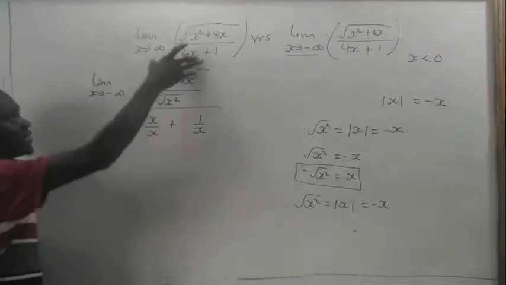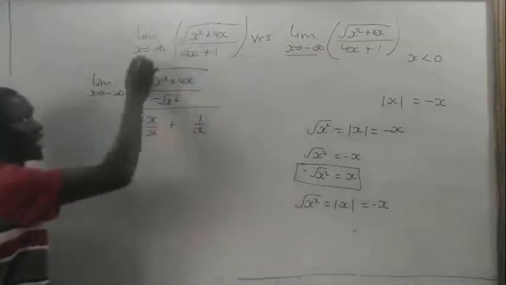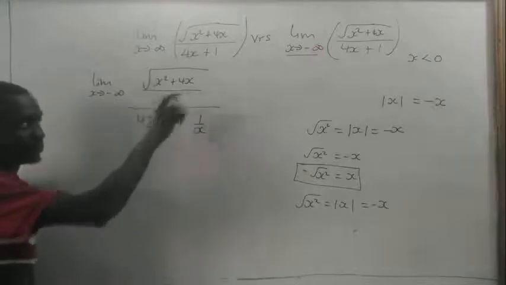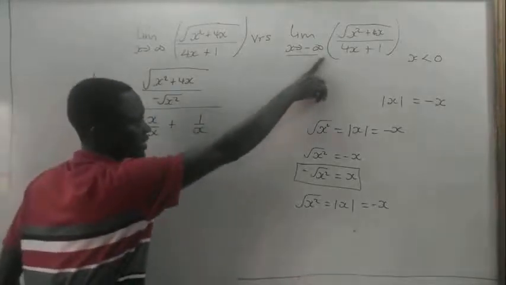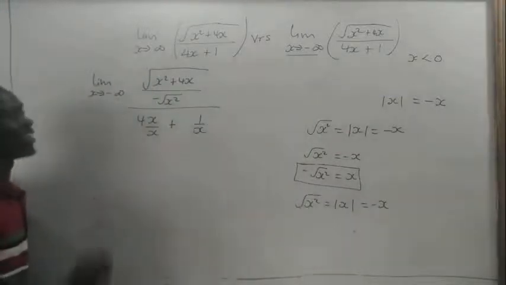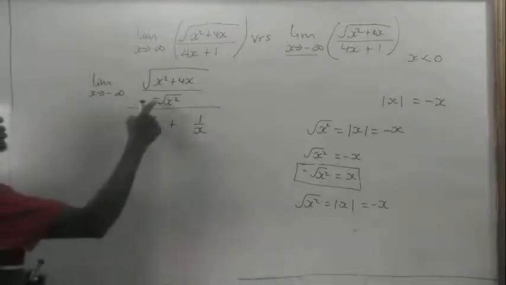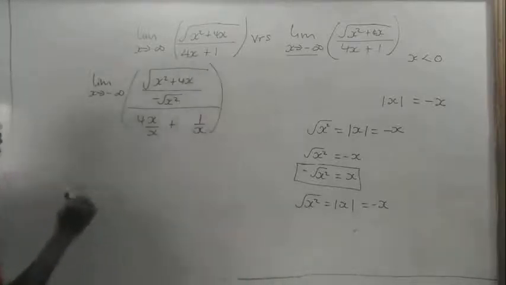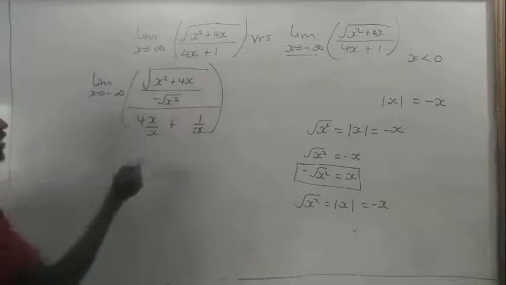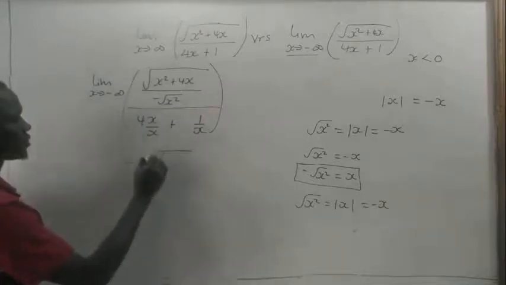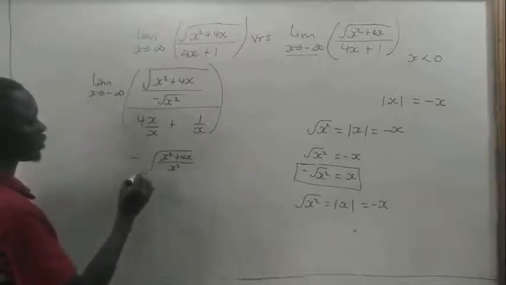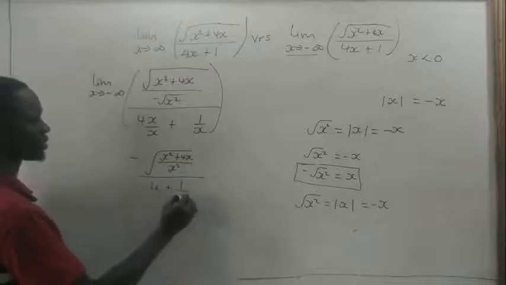So that is the difference between this one and that one. For the first one, x is approaching positive infinity, so we don't have a problem dividing through by the square root of x squared. But for the second one, x is approaching negative infinity. So here x is equal to negative square root of x squared. That is the whole reason. Okay, so here you take the limit of the numerator and the limit of the denominator. So let's do that, but let's simplify it before. We have negative square root of x squared plus 4x divided by x squared, all divided by 4 plus 1 on x.